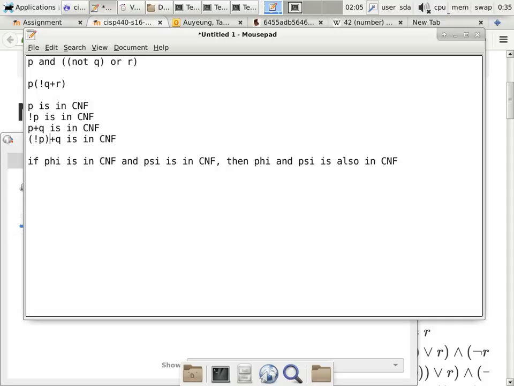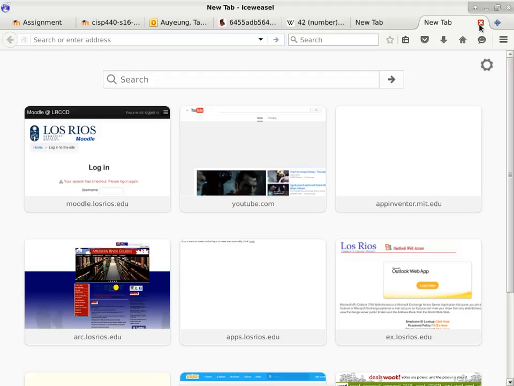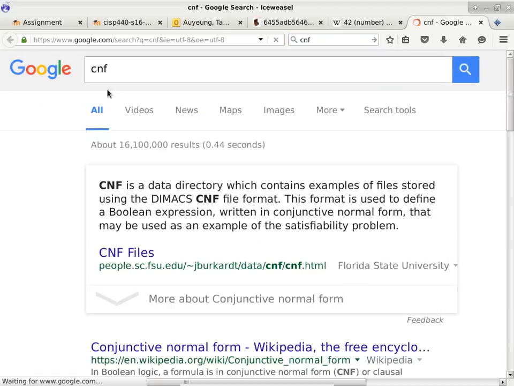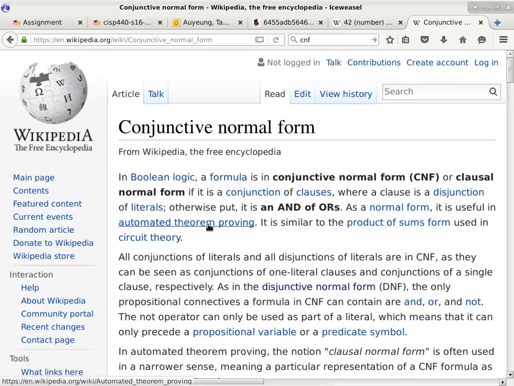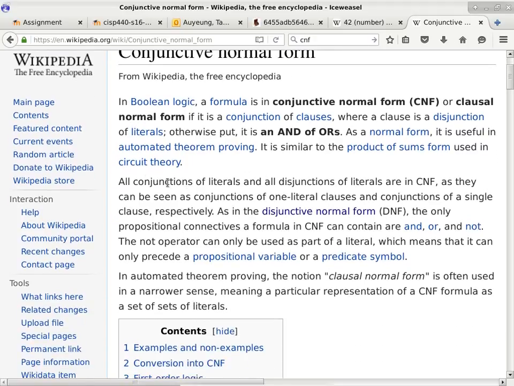Any other questions? Okay, let me see if any other people can explain this a little bit better, because the whole thing about conjunctive normal form is not my idea. I cannot take credit for that. Conjunctive normal form is explained in Wikipedia as: all conjunctions of literals and all disjunctions of literals are in CNF. Okay, we kind of explained that, as they can be seen as conjunctions of one-literal clauses and the conjunction of a single clause, respectively.